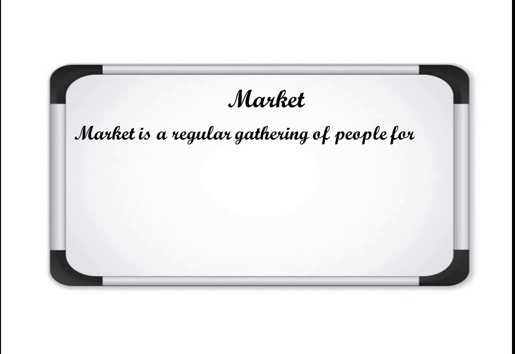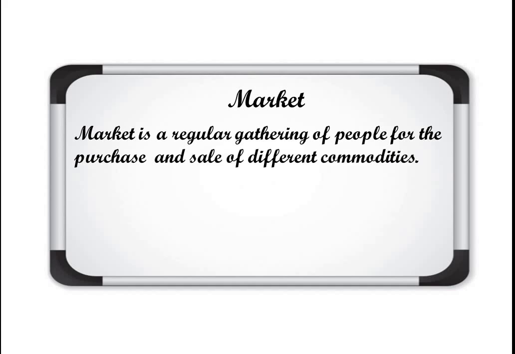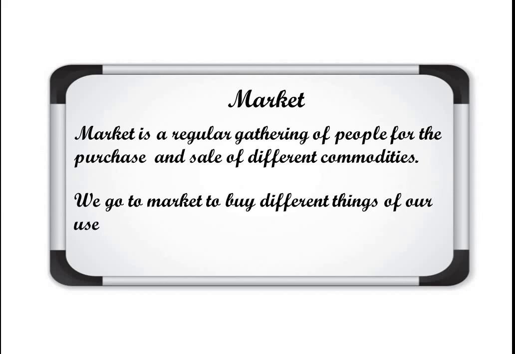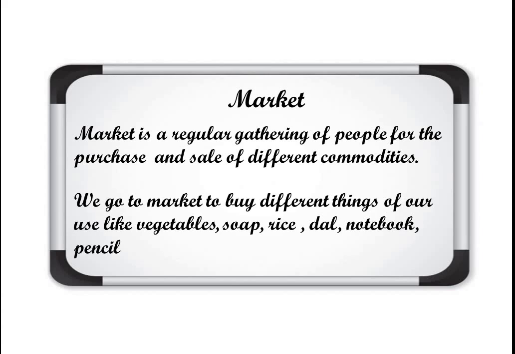Now, we'll take the topics one by one. Number 1, market or the marketplace. Market is a regular gathering of people for the purchase or sale of different commodities. Means the place where the purchasing or selling of different goods or commodities is done, that place is known as market. We go to market to buy different items of our use, like vegetables, fruits, soap, rice, dal, notebook, pencil, etc.